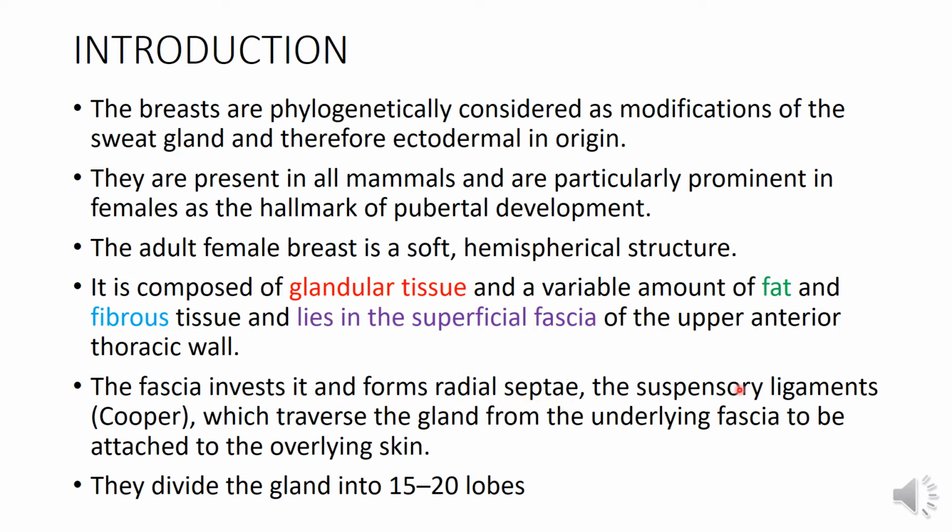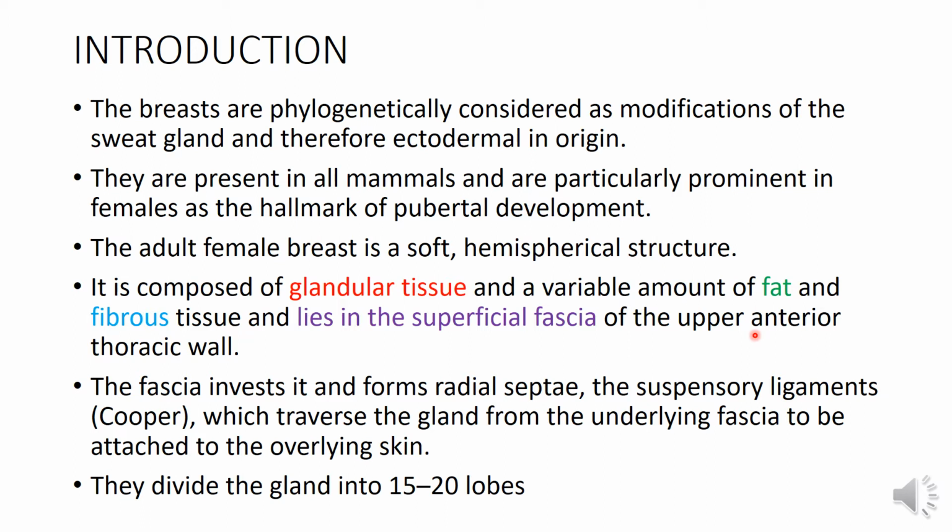This superficial fascia on which it lies invests it and forms radial septa. The radial septa that it forms are called the suspensory ligament of Cooper, which traverse the gland from the underlying fascia to be attached to the overlying skin. So it's pretty easy to understand.